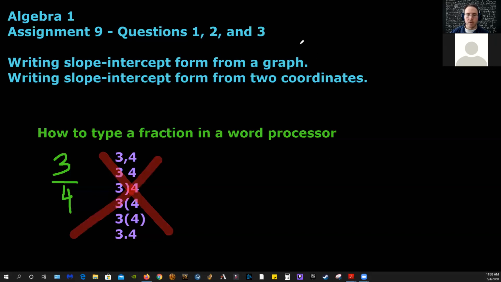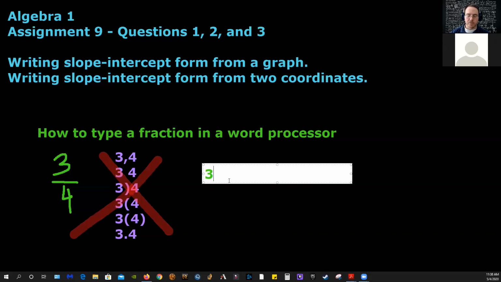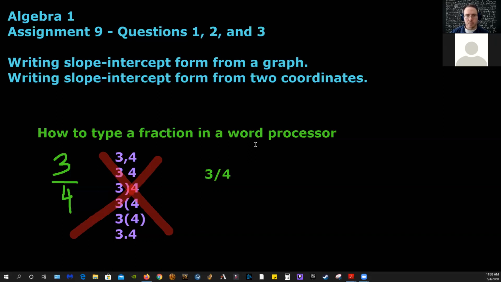The only way you should be typing a fraction is with a front slash. That is the only prescribed way to do that. Okay, so just in case you were unsure of how to type a fraction, that's how it should be typed, using a front slash. No other punctuation necessary or wanted.